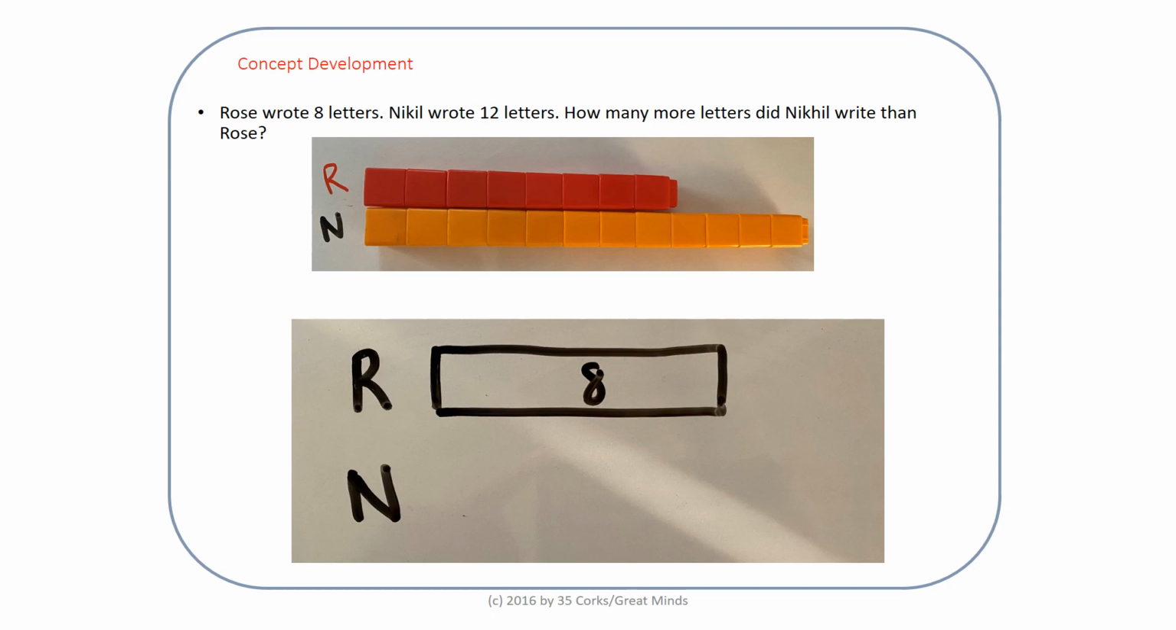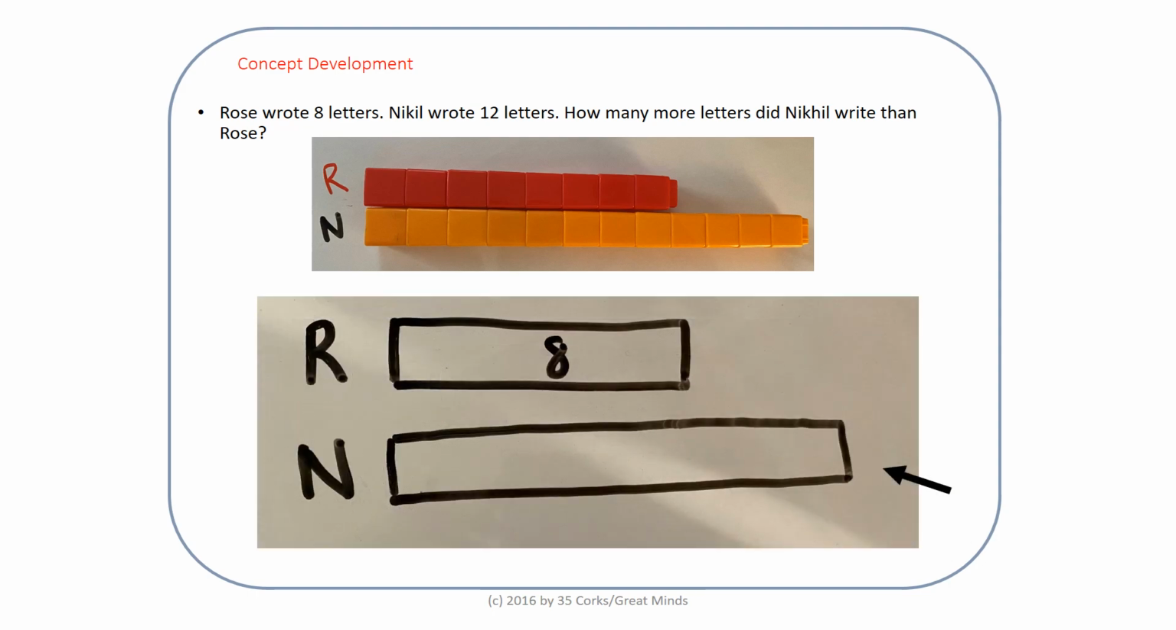Looking at Rose's, she wrote 8 letters. Nikhil wrote 12. So will his rectangle be longer or shorter than Rose's? Good, it's going to be longer. So my rectangle for Nikhil, longer. So again, what number goes with this tape? 12. The question says, how many more letters did Nikhil write than Rose?